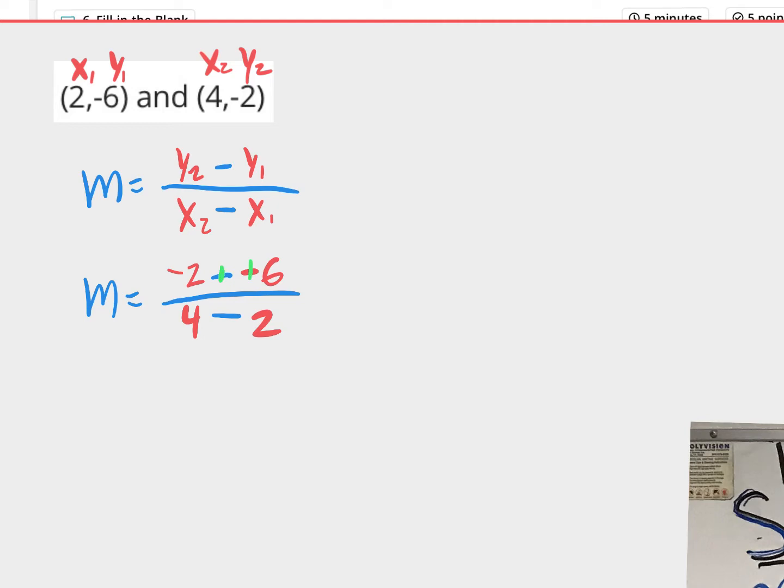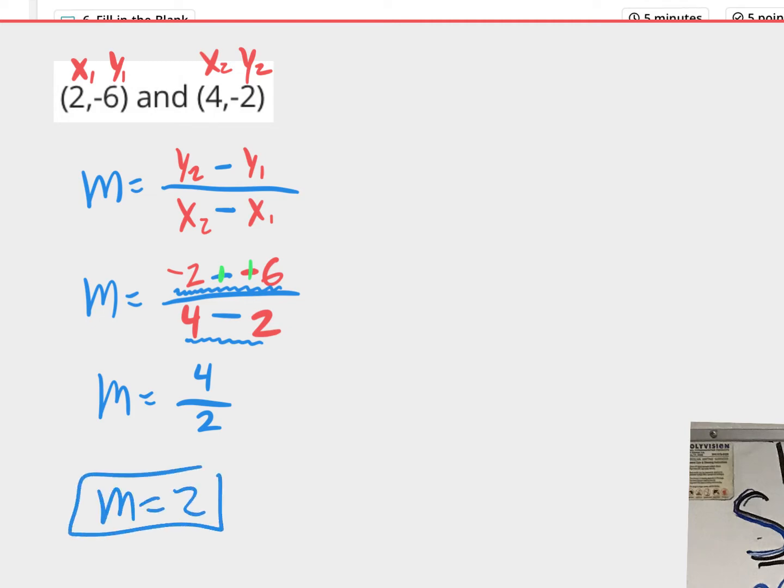Up on the numerator, we really have -2 plus 6. What is -2 plus 6? That's a positive 4. And on the bottom, we have 4 take away 2. That's really 2. So our slope is really 4 over 2, which is really saying 4 divided by 2, which means that the slope is 2. Okay? That's a very, very important part of this process here, finding the slope, m equals 2.